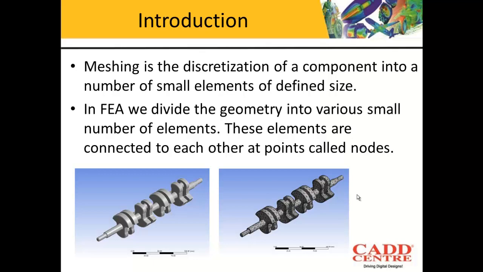In FEA, we divide the geometry into a small number of elements. These elements are connected to each other at points that are called nodes. Now if you see in the below figure, you can see that we have a CAD part over here which is not meshed initially, and after meshing the elements are created in this figure.